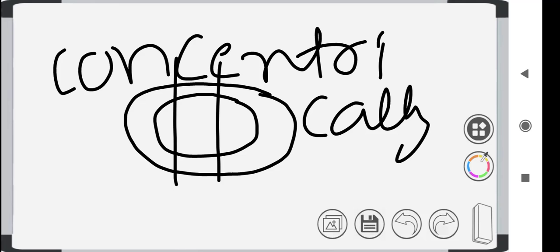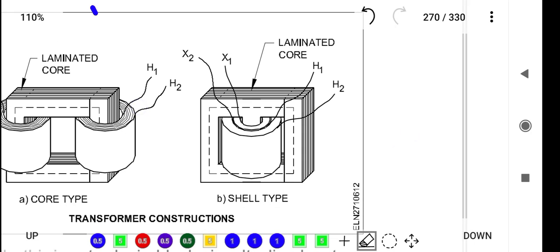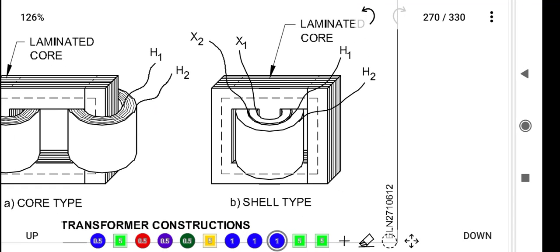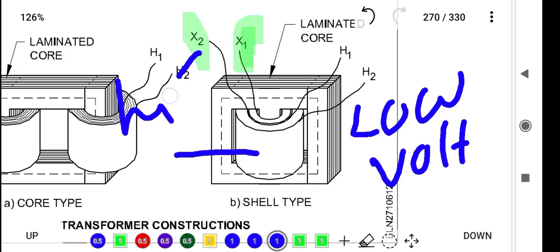In shell type construction this type of winding is preferred. That's why this type of transformer has higher efficiency. The low voltage winding is then located next to the steel. Here one important point is there. Two windings are there. See here, this is X1 and this is X2. X1 means primary winding, which means low voltage winding. X2 means secondary winding, which means high voltage winding.